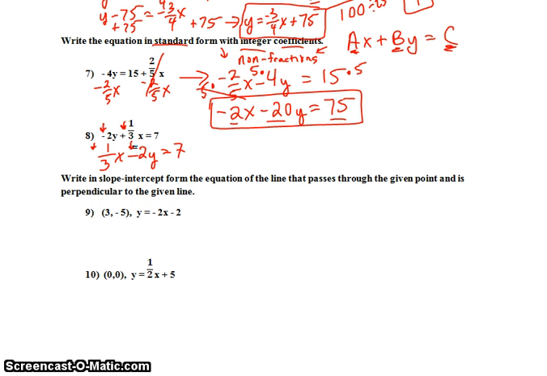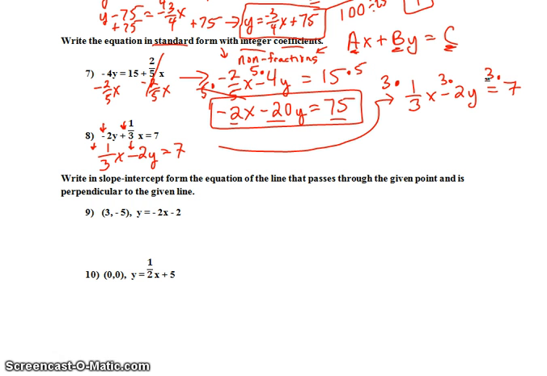Alright, we're almost done. We've got to get rid of that fraction. I'm going to come over here where I have space. 1/3 x minus 2y equals 7. How do I get rid of this fraction? Well, multiply everything by the denominator. As long as you multiply everything by the same thing, you get the same equation, just written differently. But it still is the same line.